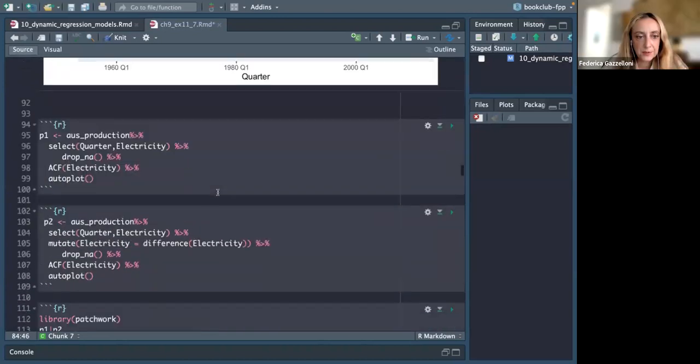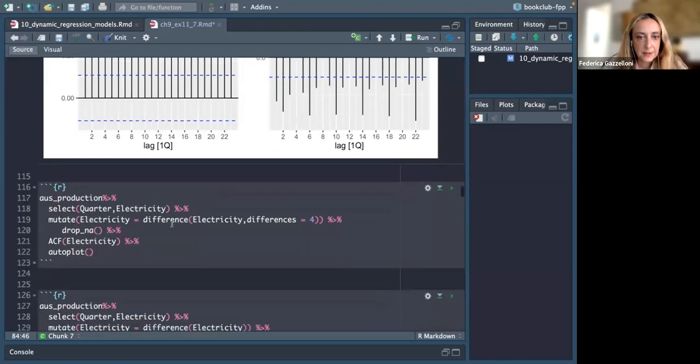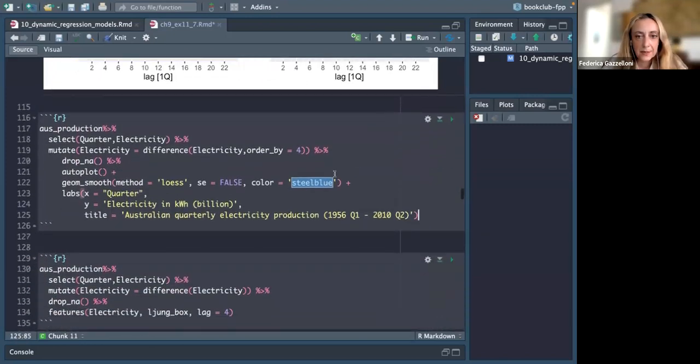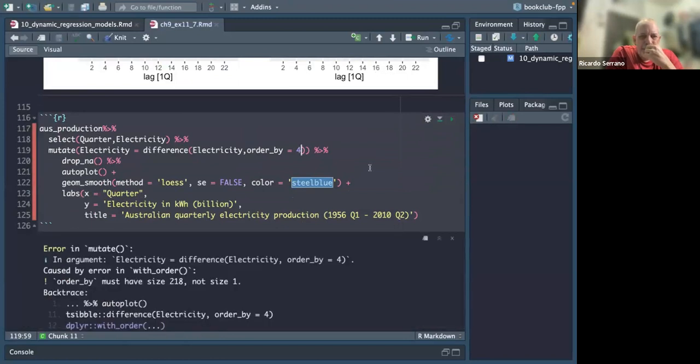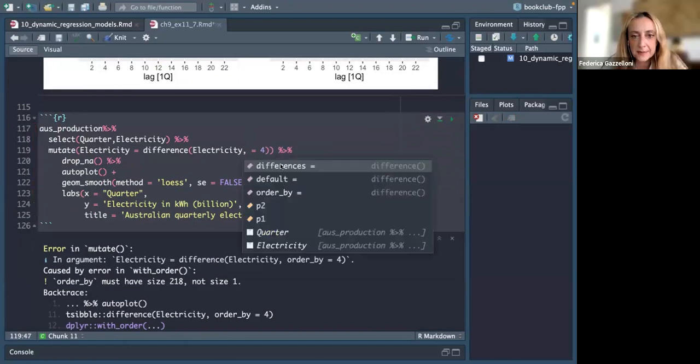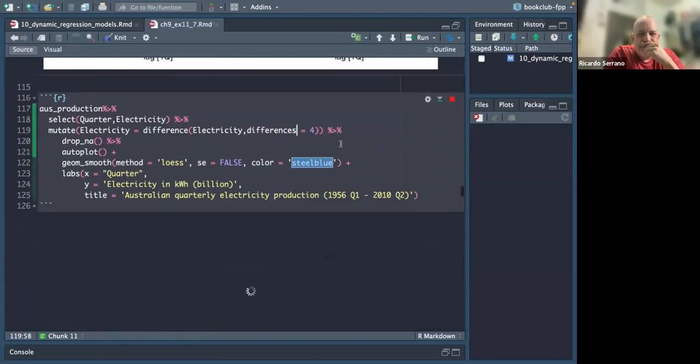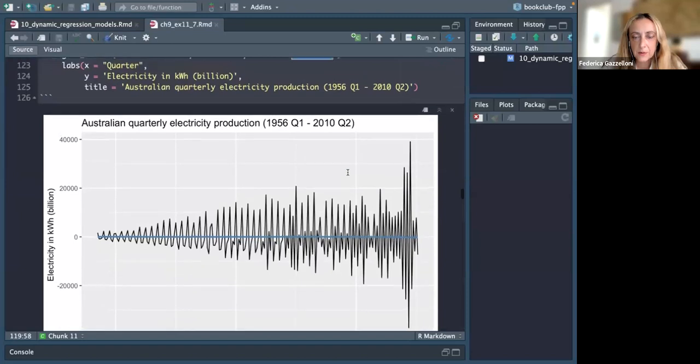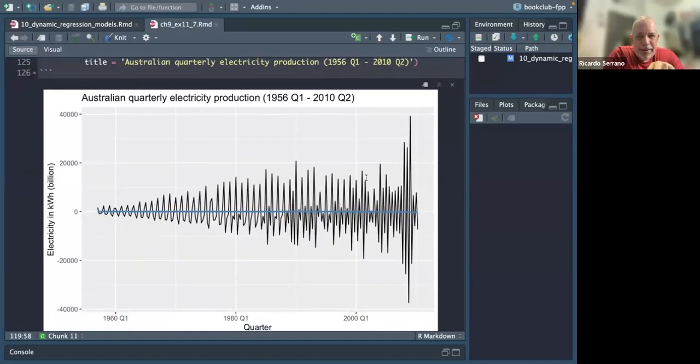I'm going to put this down here. So I did order by four, and then check first if it's working. Order must be size one, order by four. Let me check here. Now for me it's difference because the difference is the parameter. You use differences, yeah. So you still have that variation, right? That seasonality variation.